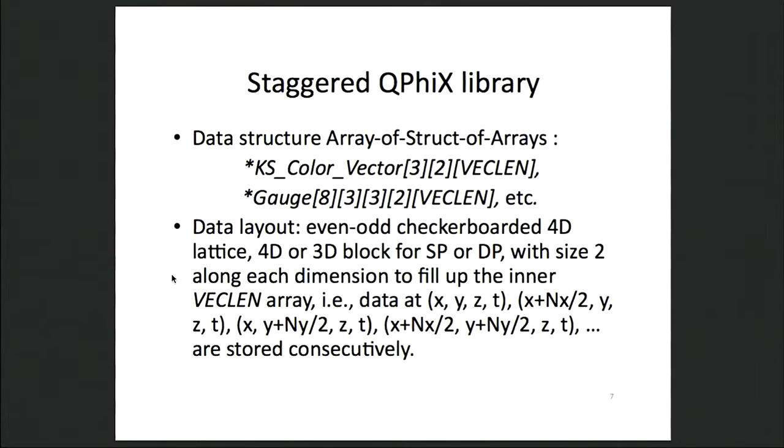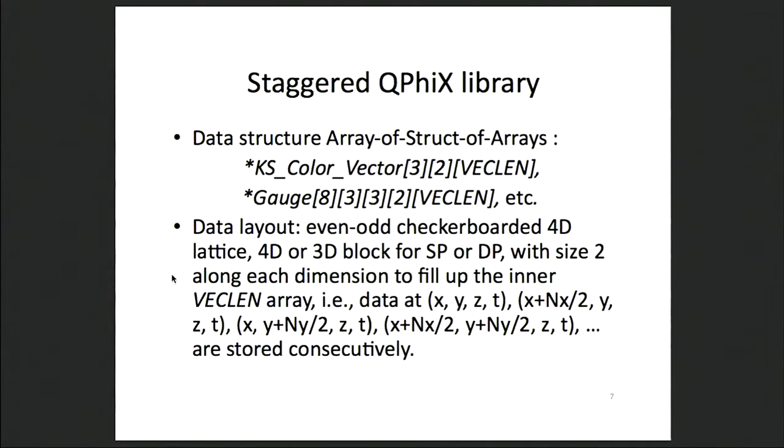The data structure in this library is an array of structure of arrays. The innermost array is the vector length, which is 16 for single and 8 for double precision. The data layout is even-odd checkerboard for four dimensional lattices. We want to separate even and odd lattices because it's simpler for the matrix vector multiplication, and we divide the lattices into four dimensional or three dimensional sub blocks.